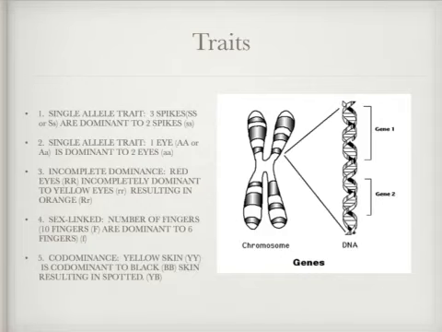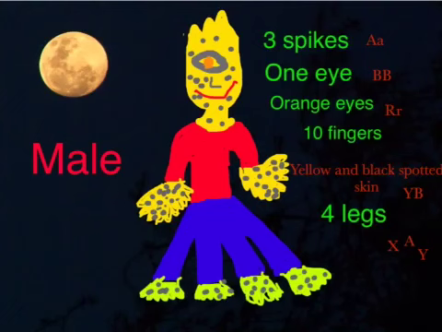Okay. And then codominant, I said yellow skin is codominant to black, resulting in spotted. Okay, so the very first page is that you just have a list of your traits. You have the phenotypes and the genotypes. Okay, so here is my crazy species. I hope that you do a little bit of a better job of creating your species than I did. I was just trying to do something quick just to give you an example to go by.